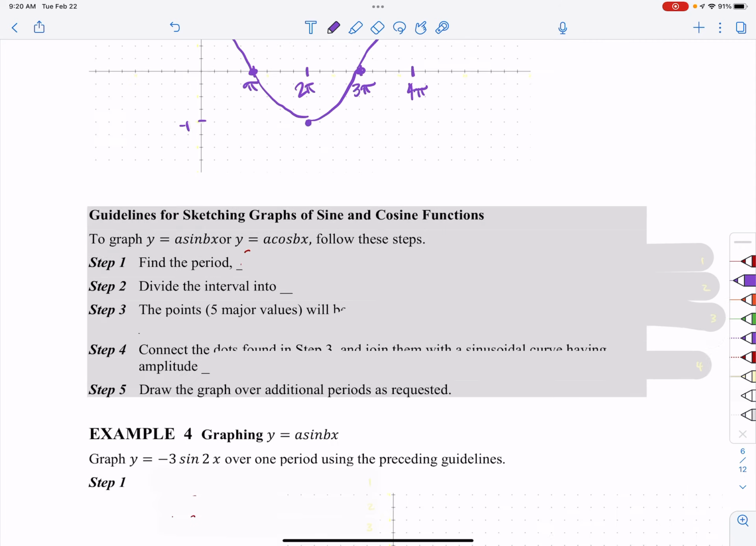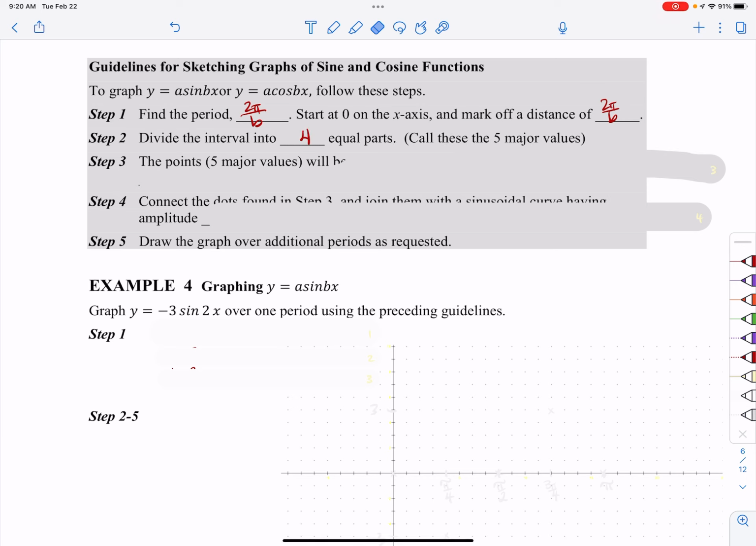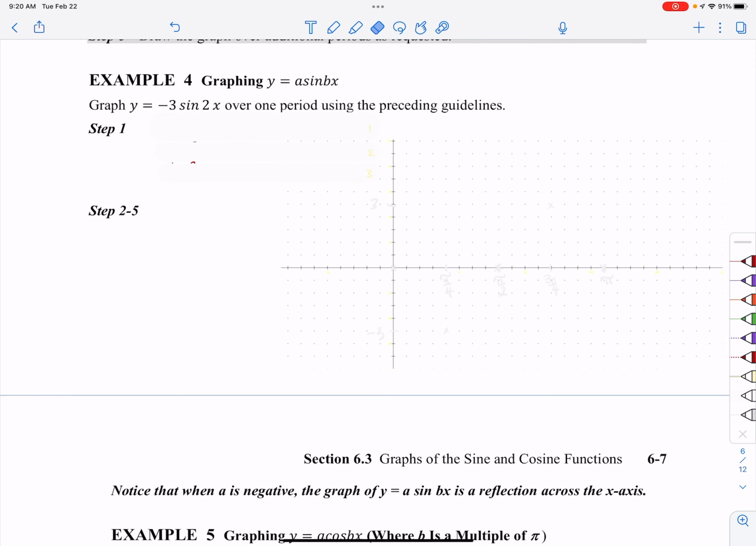All right, some guidelines for sketching. The first thing that you want to do to be able to graph is simply figure out what your period is. And you're going to use 2 pi over b and mark that distance. Then you want to divide your interval into 4 equal parts. We call them the 5 major values. And then these 5 major values are going to either be a max, a min, or an x-intercept. You want to connect the dots and join them having an amplitude of the absolute value of a, and then just simply draw.